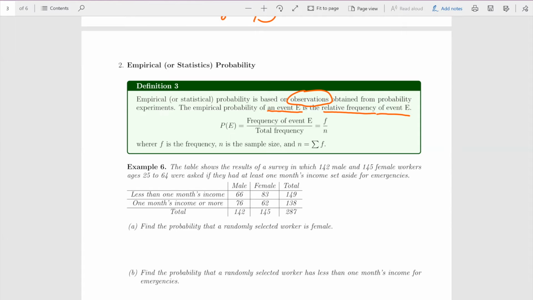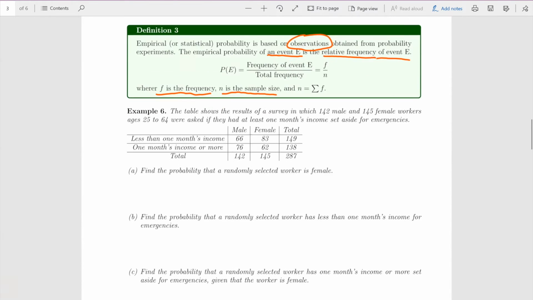Relative frequency is the frequency over the total frequency, the frequency of each category over the total frequency. When you're talking about an event, the event can be a category. So the probability is equal to the frequency of E divided by the total frequency. If you remember frequency distributions, it's just f divided by n, where n is the sample size, and f is the frequency for each class or each category.